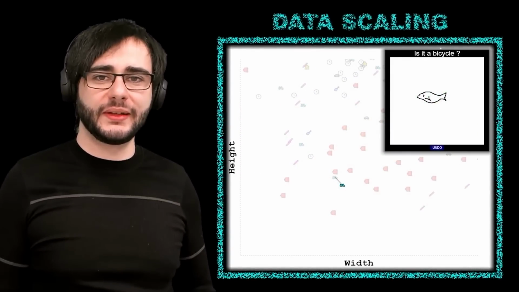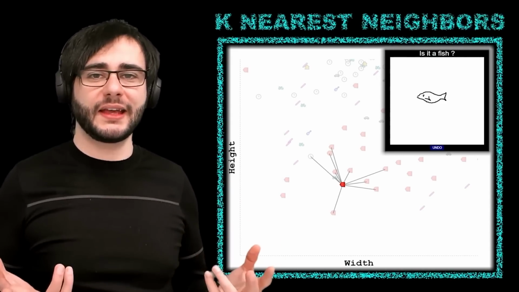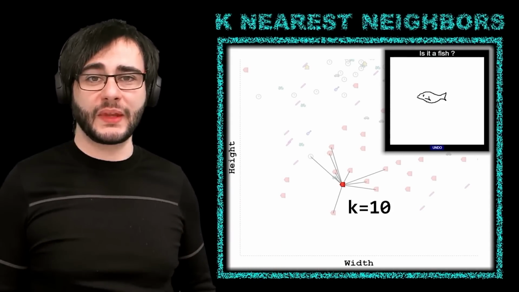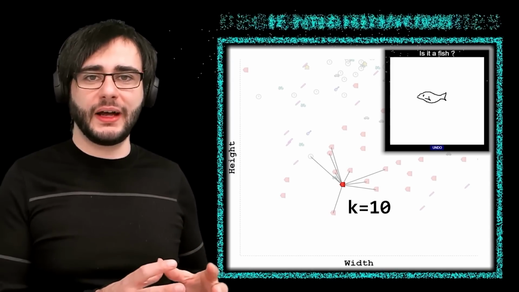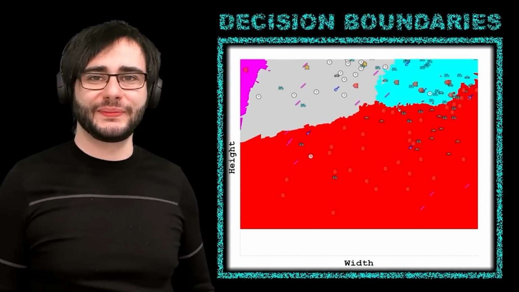We then implement the more advanced k nearest neighbors classifier and calculate its accuracy for different values of k. To understand things even better, I'll teach you how to compute decision boundaries and display them on our chart.